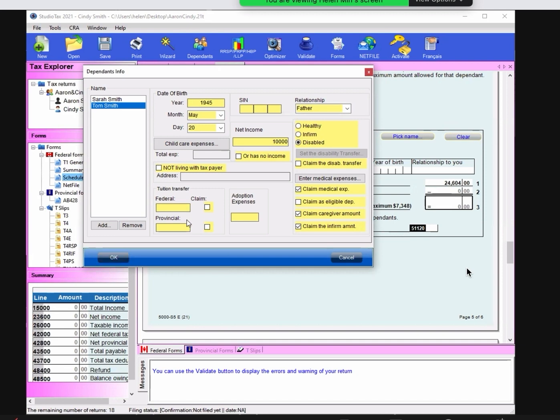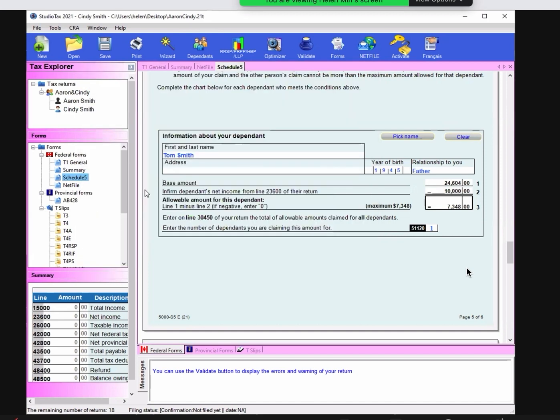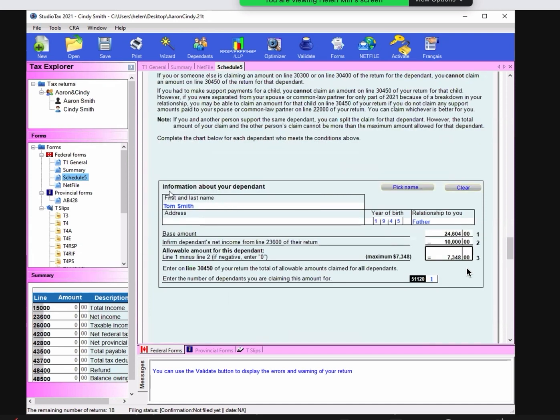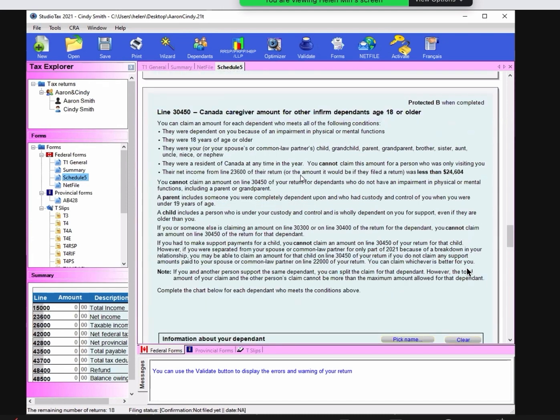Okay, now I just choose Tom is infirm. Most people are infirm, not disabled; very few are disabled. So when you click OK, it automatically fills up here. Then information about your dependent. Here you see Schedule 5. Schedule 5 is caregiver amount for other infirm dependent, age 18 or older.